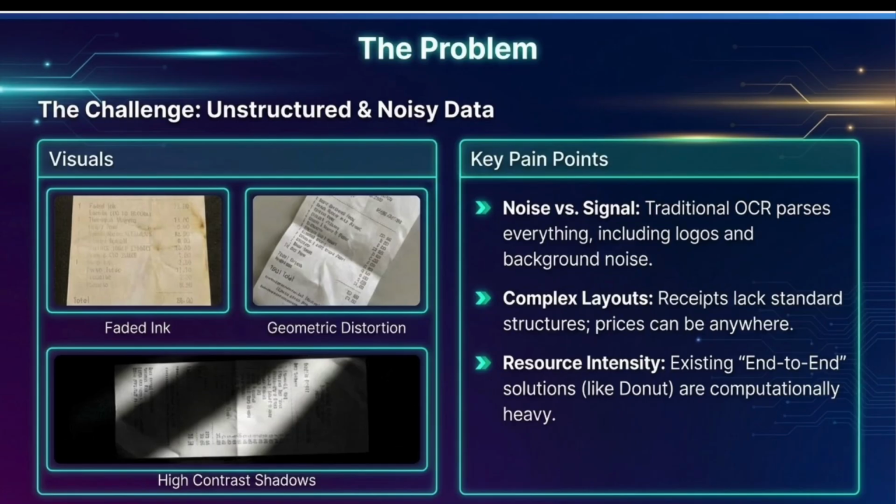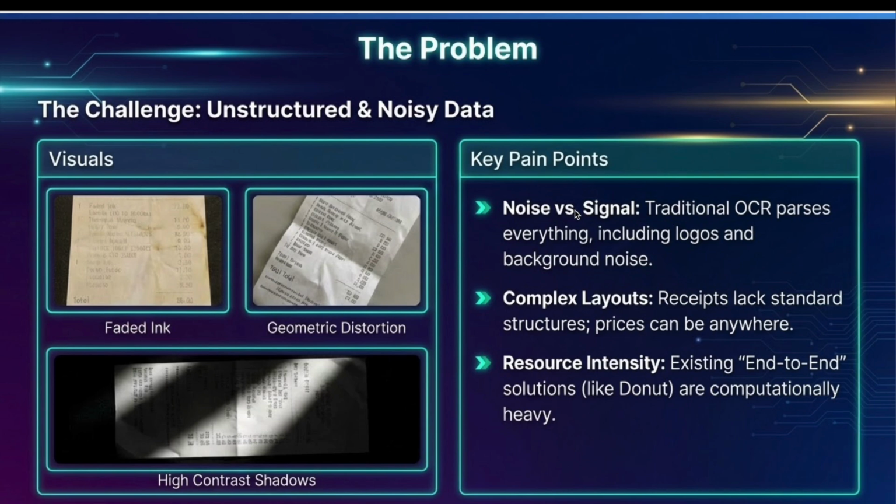Let's dive into the problem. Let me start by showing you why receipt parsing is so challenging. On the left side, you see three types of receipts we encounter in the real world. The top one has faded ink, common with thermal printers that degrade over time. The middle one shows geometric distortion from wrinkled or folded paper, and the bottom one has high contrast shadows from poor lighting when photographed. These visual challenges create three key pain points.